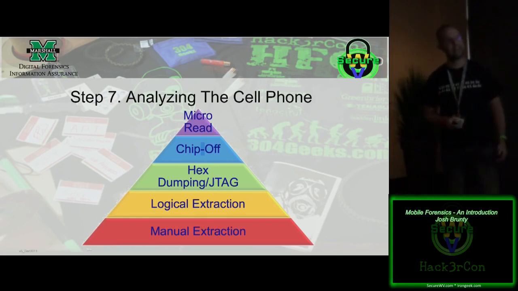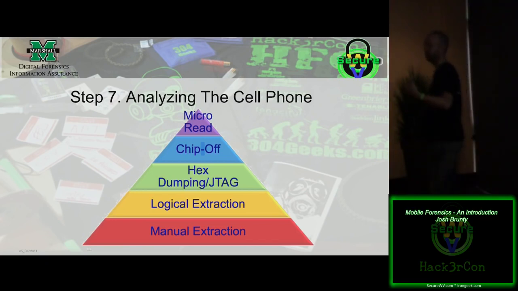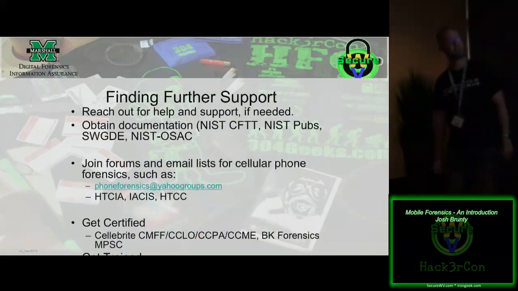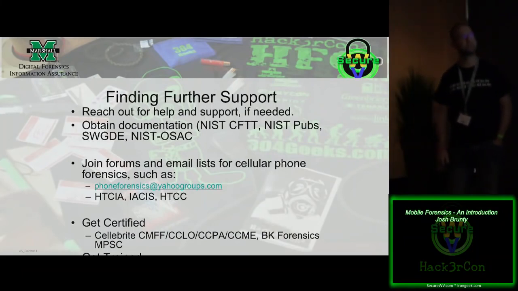The nice part about a hex dump as well is that if you get a hex dump, you can bring it into multiple tools. So if I can get a hex dump from one tool, I can bring it into Cellebrite and decode it. So there are a lot of different back and forth mechanisms that I can use. Works out fairly well. Here's some other support that I want to put in your hands.